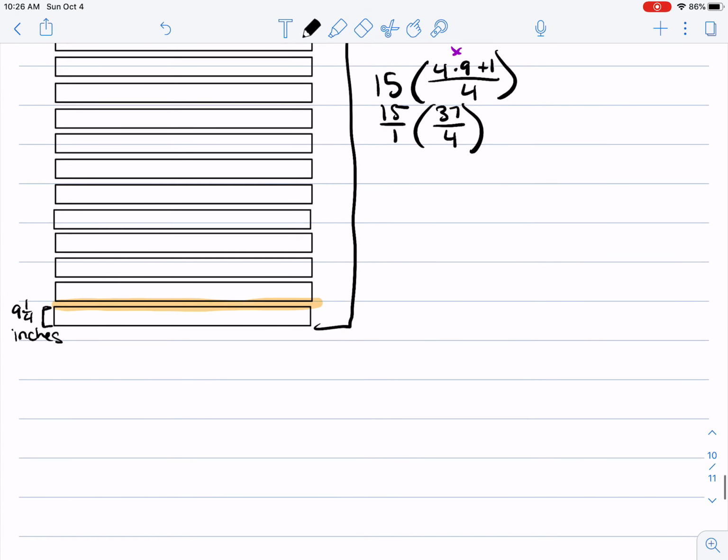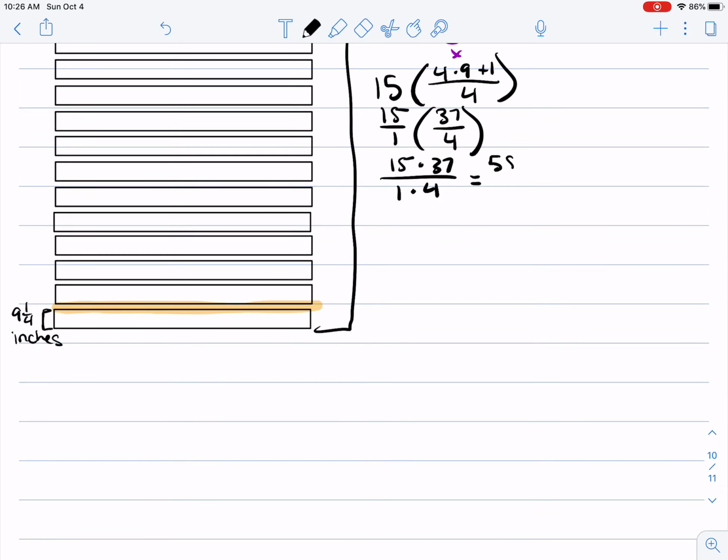Now we're going to multiply. So 15 times 37 over 1 times 4. That gives me a pretty big number. 15 times 37 is 555 over 1 times 4, which is 4. Okay, so this number, this is the boards.